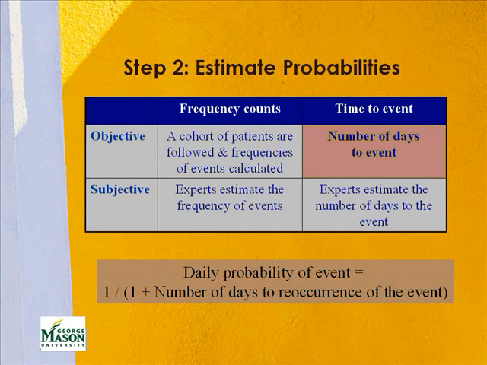The second method is to examine the time between recurrences of events in a decision tree. If we can assume the daily probability of the event has a binomial distribution, then the time between the occurrences of the event has a geometric distribution, and the daily probability can be calculated from the number of days in between the recurrences given the formula depicted here.